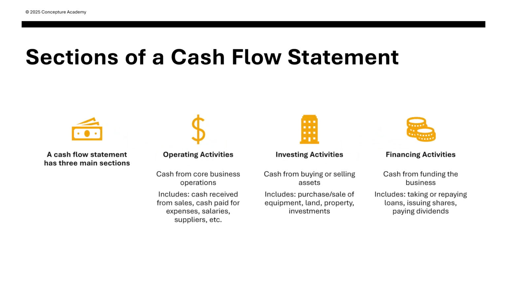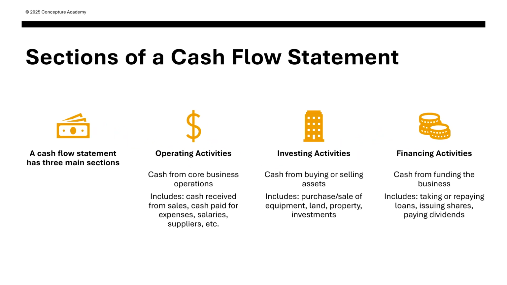Now let's break down the cash flow statement into three main parts or sections, just like a story that shows where the money goes. So the first part is operating activities. This is the heart of a business. It shows how much cash the company generates from its regular operations. For example, cash received from customers or cash paid for salaries, rent, and inventory. If this section shows a positive number, it usually means the business is running very well.